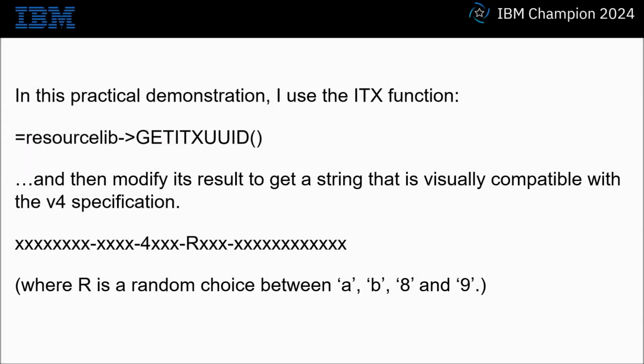In this practical demonstration, I use the ITX function from the resourcelib library, GETITXUID, and then modify its result to get a string that is visually compatible with the V4 specification, i.e. a group of 8 numbers, a hyphen, a group of 4 numbers, a hyphen, a group of 4 numbers starting with a 4, then a hyphen, a group of 4 numbers starting with a random character from a set of 4, either A, B, 8 or 9, then a hyphen and a series of 12 characters.